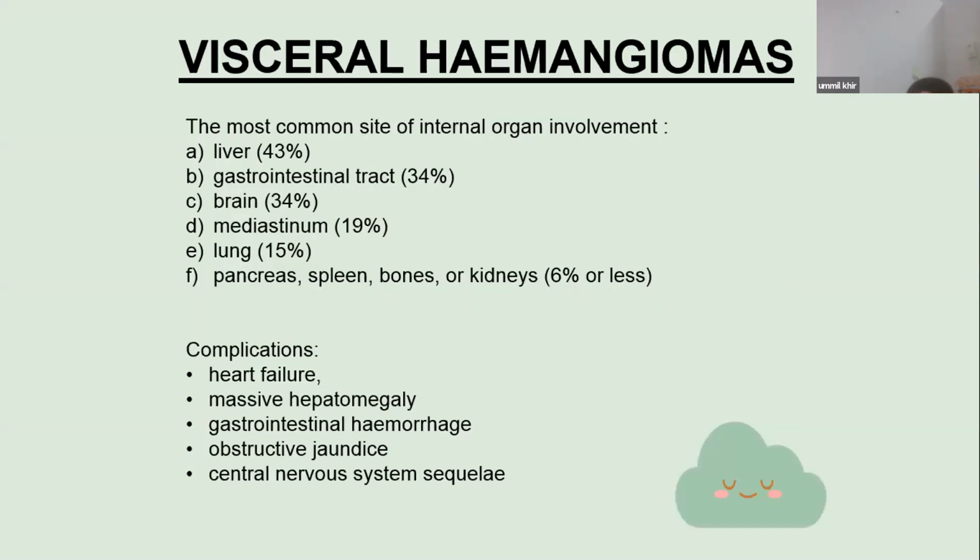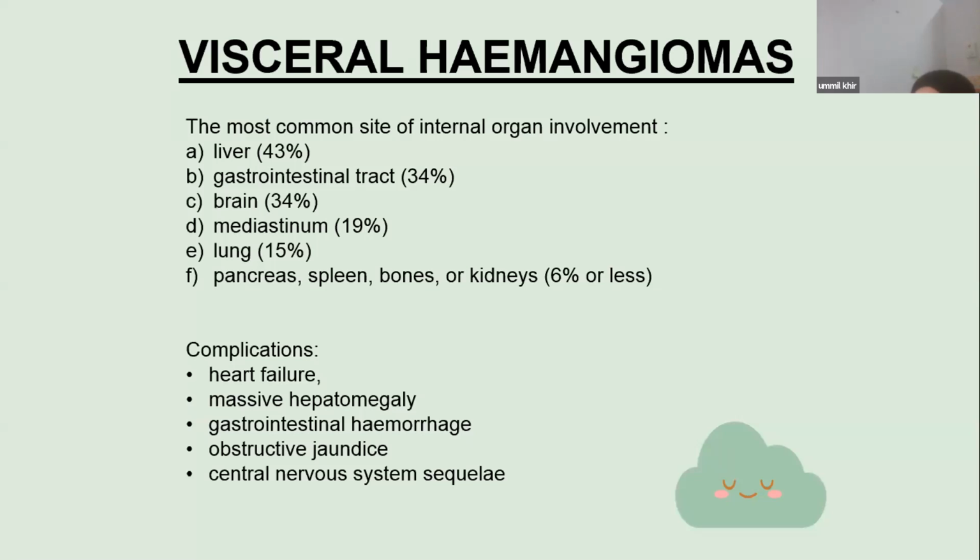Okay. The last hemangioma morphology is multiple lesion. In most children with multiple lesion, multiple lesion are defined as more than 5 generally small or localized hemangioma. So they have high risk of getting visceral hemangioma, and the common site that involve internal organ is liver with 43%, GI tract, brain, mediastinum, lung, and the least involved are pancreas, spleen, bone, or kidney.